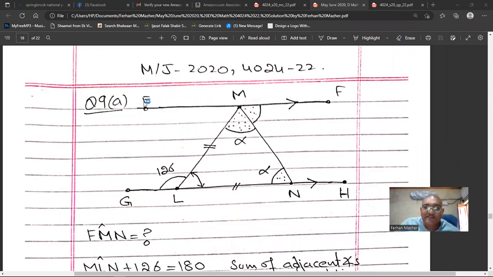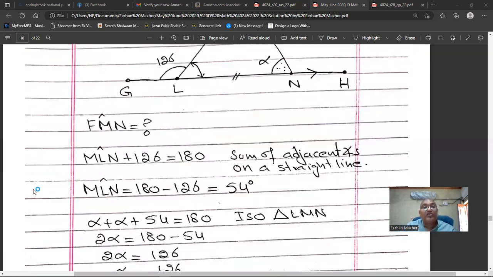So the strategy is very simple. I will find out this angle. This is a straight line. These are the two adjacent angles on a straight line. The sum will be 180. So 180 minus 126, you will get the MLN. Once you know this angle, because these sides are equal, that's given, it's an isosceles triangle. So these two angles will be equal to each other. They are the base angles of an isosceles triangle. So alpha plus this angle will be 180. Once I know this angle, then these two angles will be alternate to each other. That's the simple strategy.